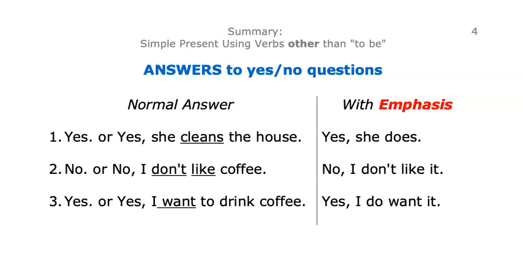Yes, or yes, I want to drink coffee, or yes, I do want it. Now notice the difference between the 2 affirmative sentences here. In the normal answer, I want to drink coffee, we do not use the verb to do. In affirmative statements, we only add the verb to do if I want to emphasize that yes, I do want it.